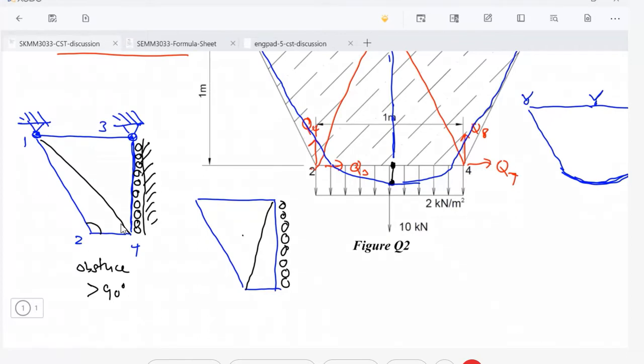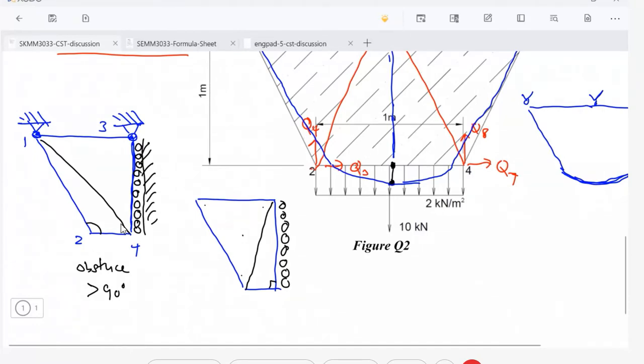In this case, you look at this: this is 90 degrees, this is less than 90 degrees, this is of course less and less. But in the other one, this is 90, which is okay, this is less and less, but this one is more. So the second one is a better option.